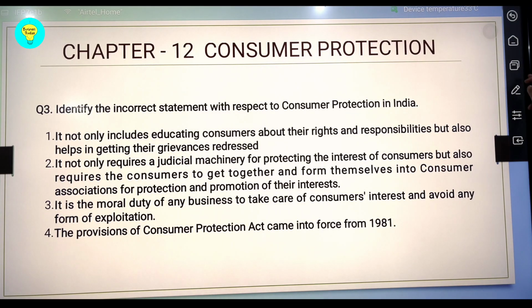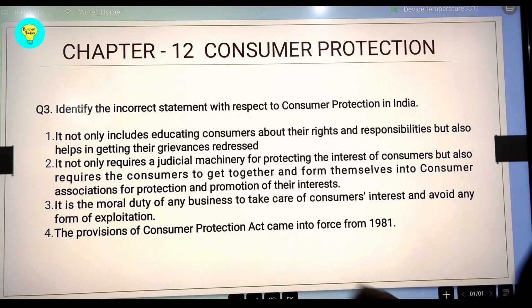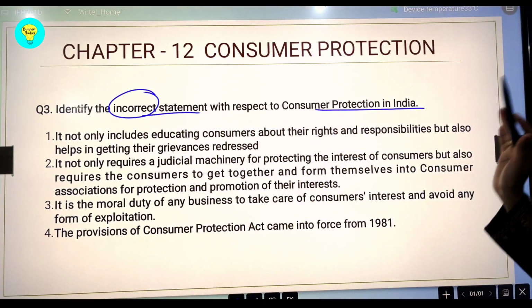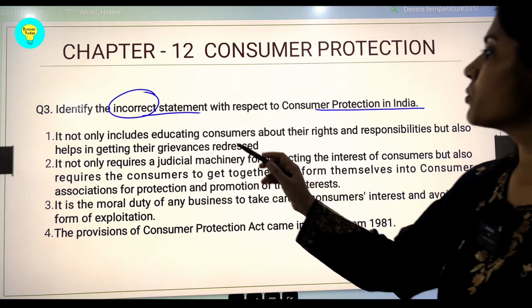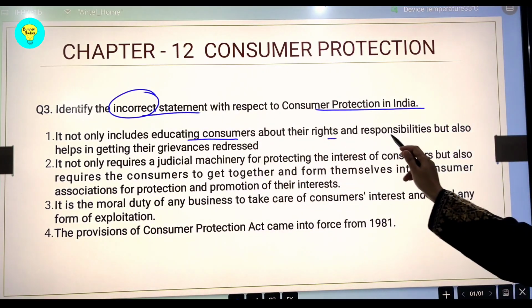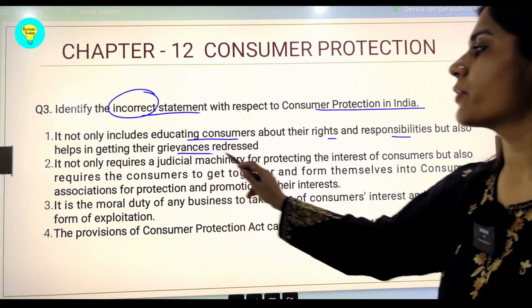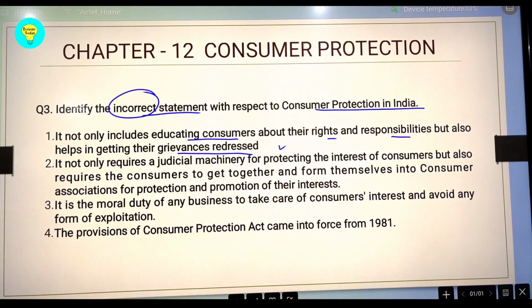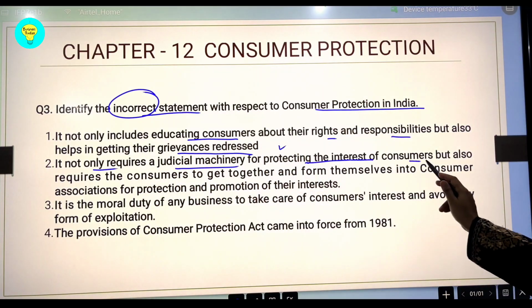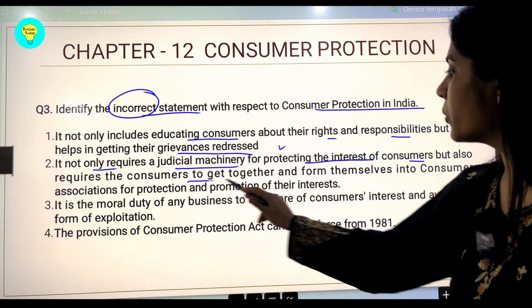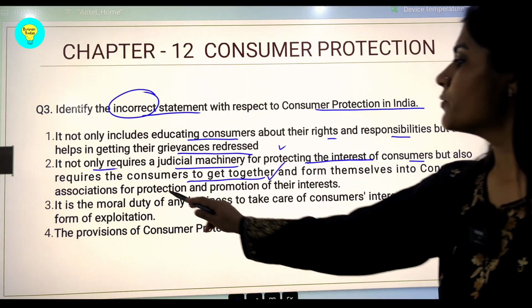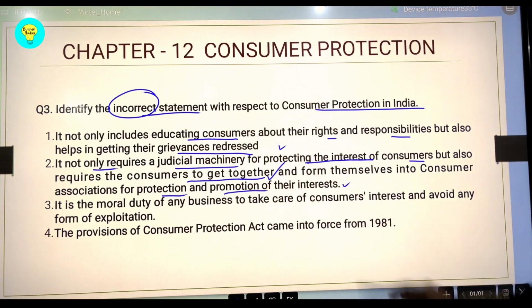Next in line is another 1 marker, students. This is identifying the incorrect statement with respect to consumer protection in India, whichever is incorrect. It includes not only educating customers about their rights and responsibilities, but also grievances redressed. Yes, this is true. It not only requires a judicial machinery for protecting the interest of the consumers, but also requires consumers to get together, yes, in the form of consumer associations for protection and promotion of their interests. This is also correct.